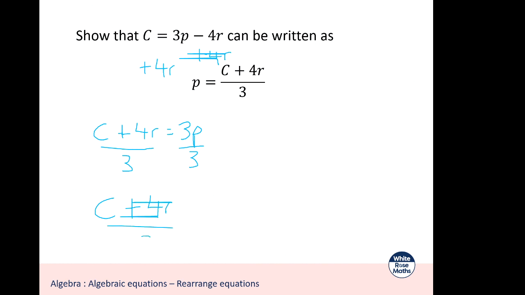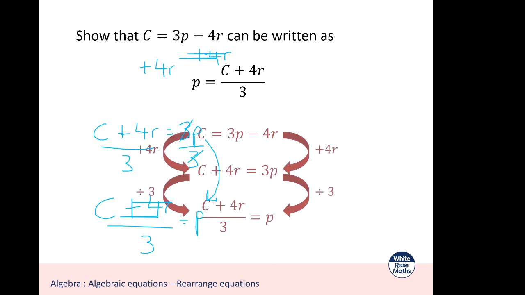all over 3 is equal to p, because the 3's just cancel here. I'm left with just this, and that is my final answer: p equals C plus 4r all over 3. There we go. Make sense, guys?